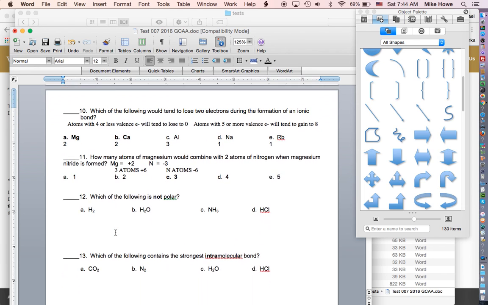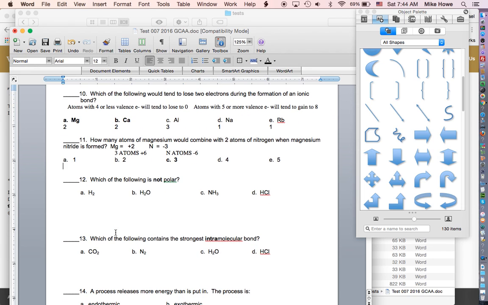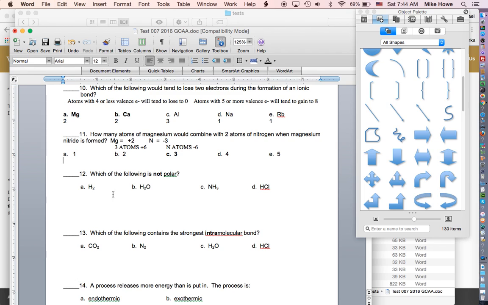Okay, now we're down to the point where it'd be helpful if I had my pen, and I don't, but we'll see if we can get through this. So which of the following is not polar? Hydrogen has to be your answer.